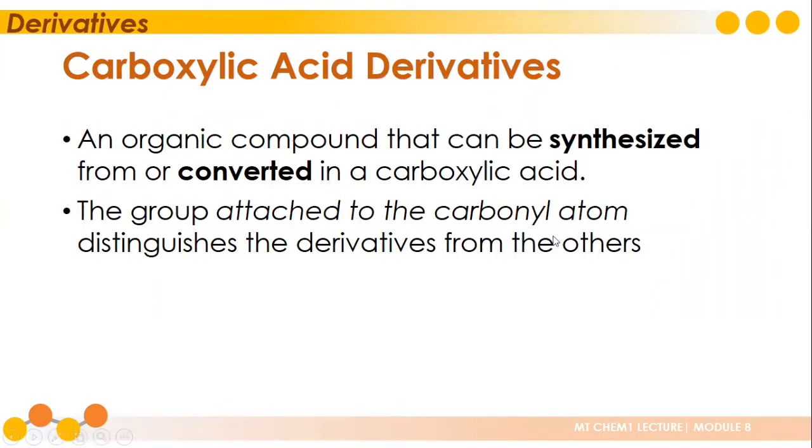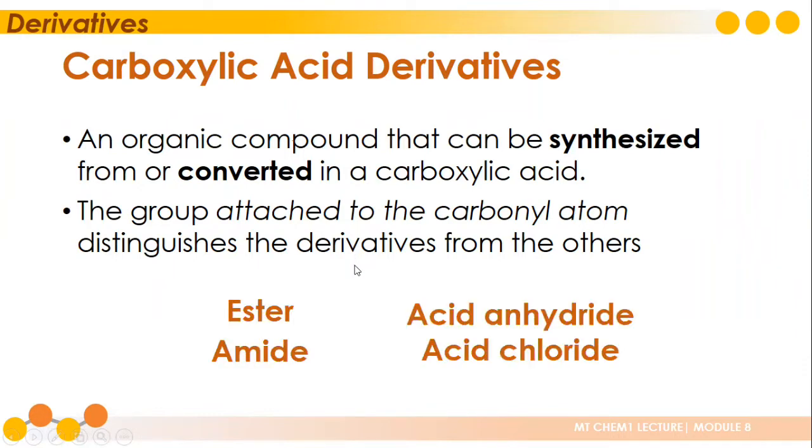The group attached to the carbonyl atom distinguishes the derivatives from the others. Later on, we'll be explaining further what this means. But for now, let's take a look at the 4 carboxylic acid derivatives, which are esters, amides, acid anhydrides, and acid chlorides. At the last part of our discussion for part 1 of Module 8, we'll be discussing much further about esters. And then in the second part of Module 8, we'll be discussing more about amides.